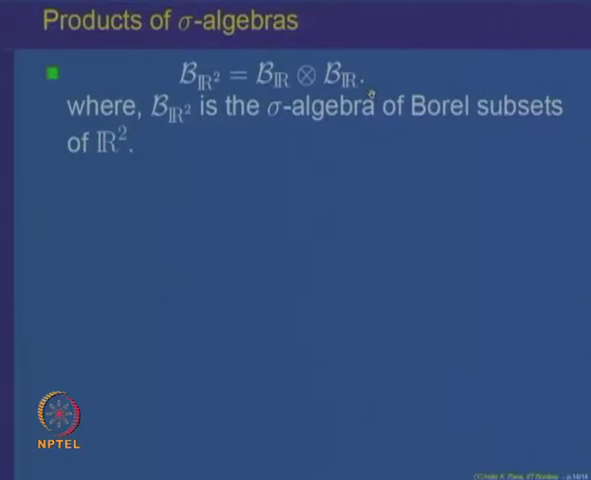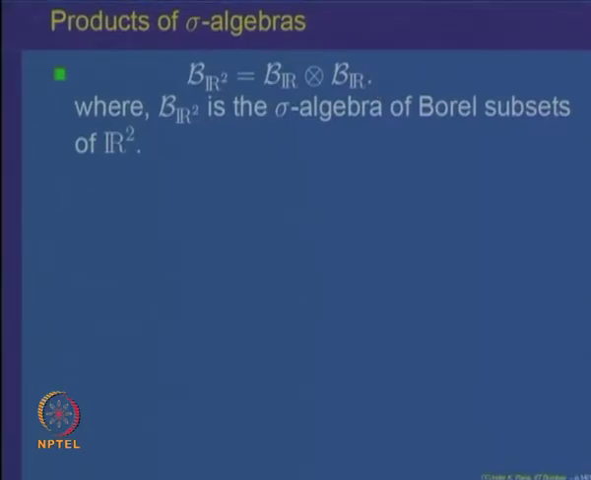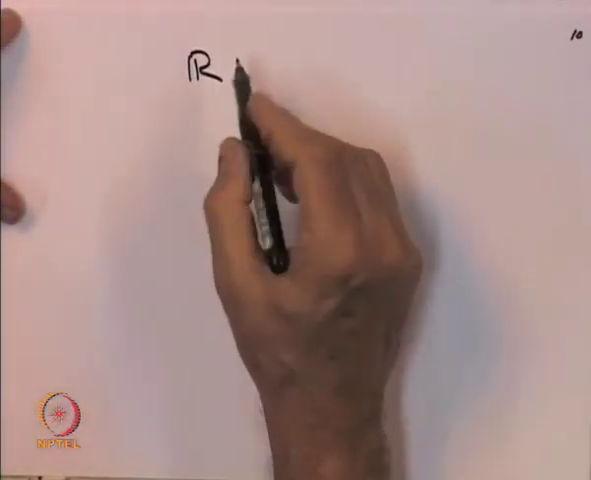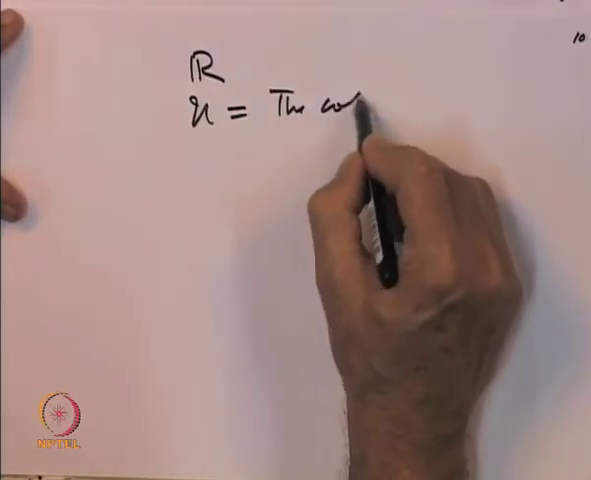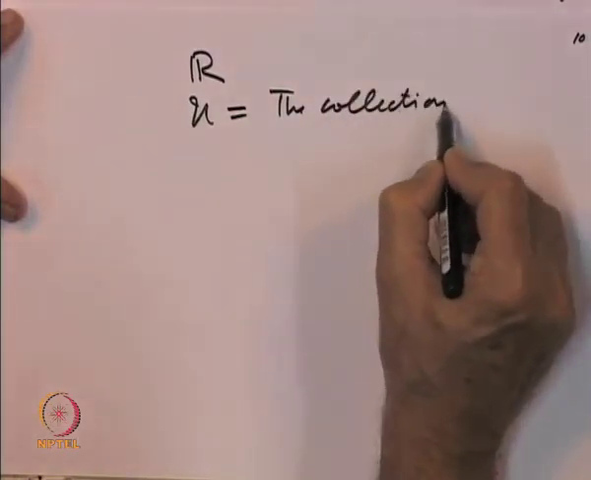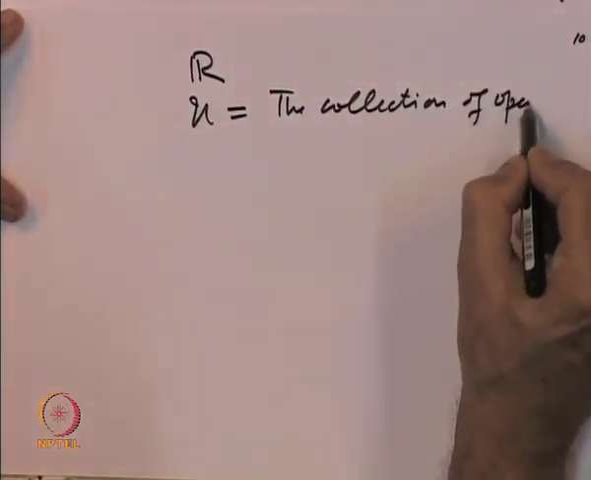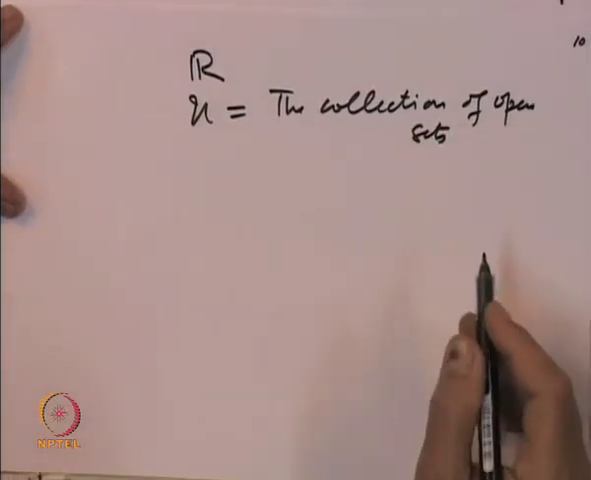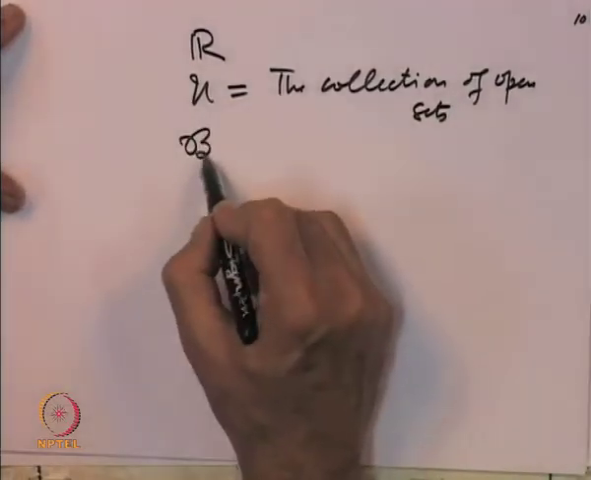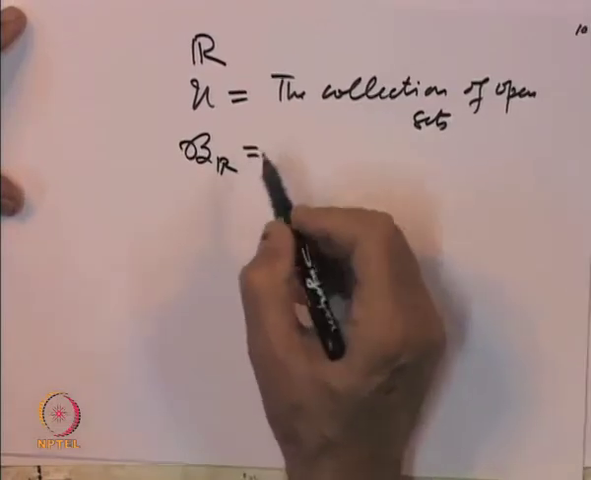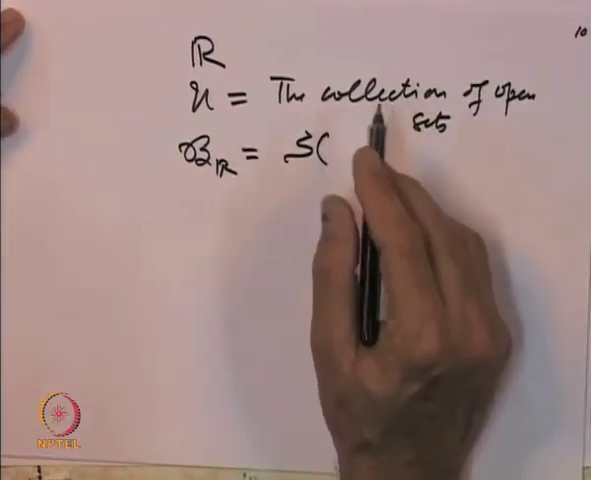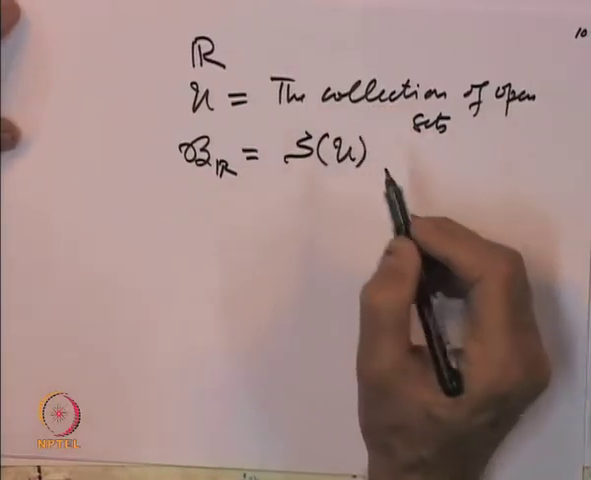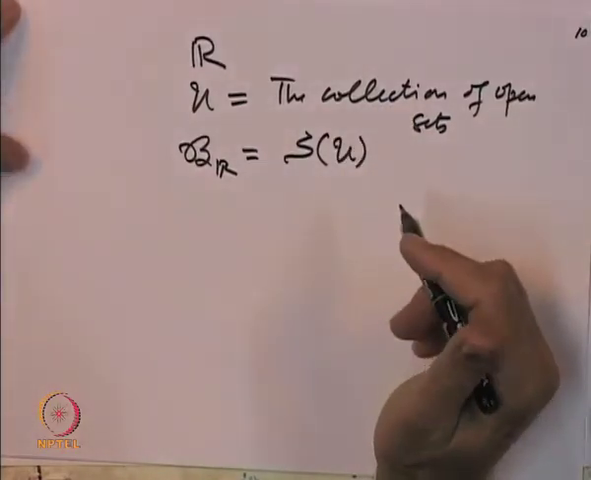To prove this fact, let us observe the following. On the real line we have U, the collection of open sets, and B of R, the Borel sigma algebra of R, is nothing but the sigma algebra generated by open subsets of the real line.